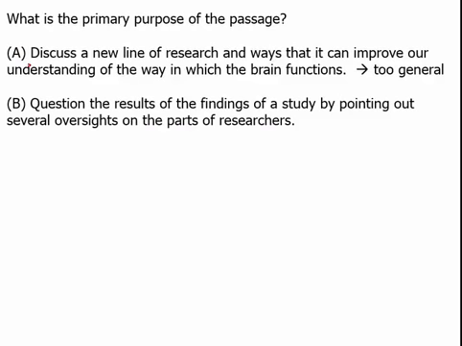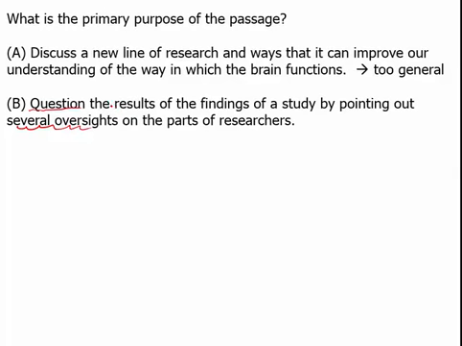B, question the results of the findings of a study by pointing out several oversights on the parts of researchers. Now, does he question the results of the findings? Sort of. He says they need to go a little bit further. But what are these so-called oversights? Does it mention these oversights in the passage? Now you may think, well, it doesn't, but there must have been some oversights because he doesn't agree with them.